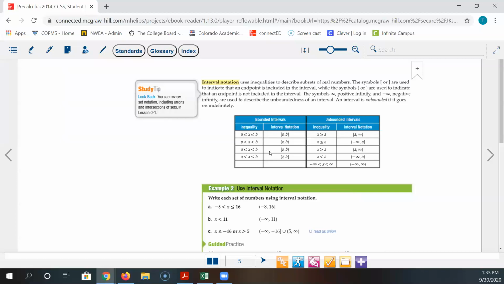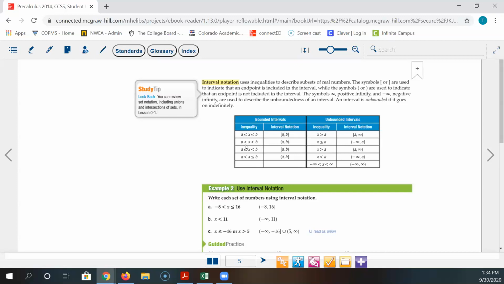You can see the difference here is that whenever we have a bracket, we're saying that that endpoint is included within that interval. In other words, in layman's terms, the brackets correspond to less than or equal to or greater than or equal to. In interval notation, we always put the smaller number on the left and the larger number on the right. So in this case, A would be the small number, B would be the big number.